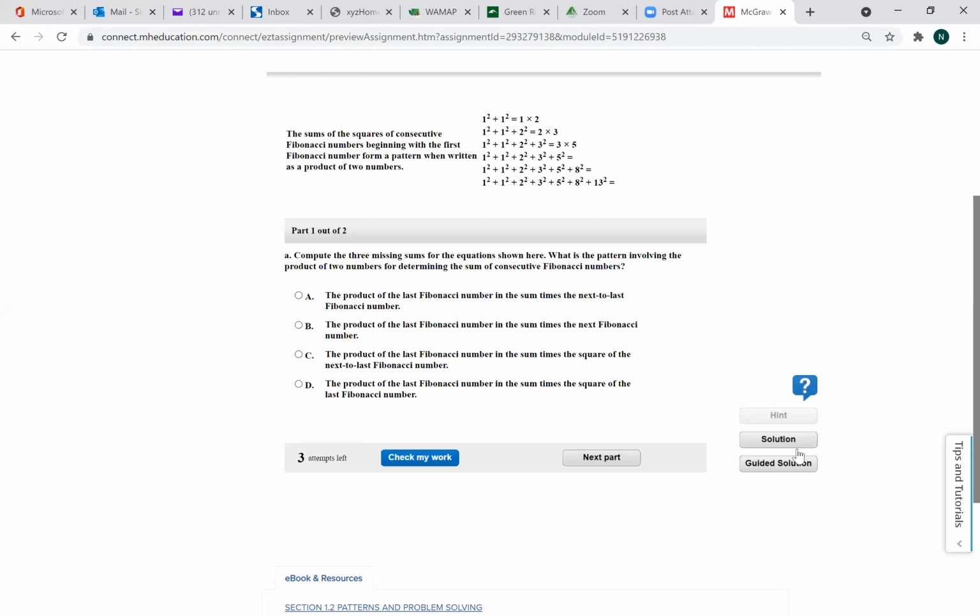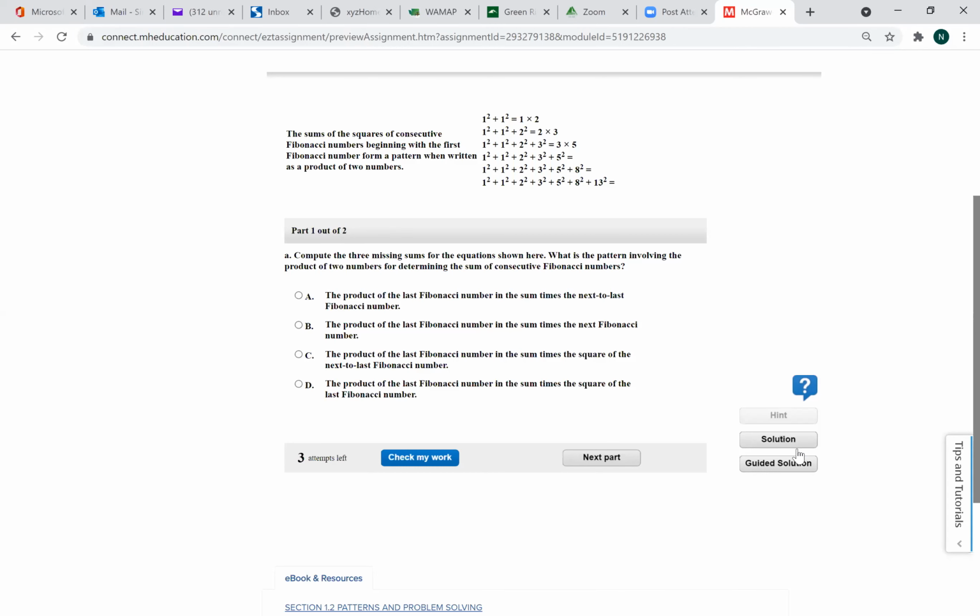So, let me change my sharing back to the problem. The problem is saying compute the 3 missing sums for the equation shown here. What is the pattern involving the product of 2 numbers for determining the sum of consecutive Fibonacci numbers? So they're looking at what is the pattern that's created. They're taking the sum of the squares of consecutive Fibonacci numbers beginning with the first Fibonacci number, forming a pattern when written as a product of 2 numbers.